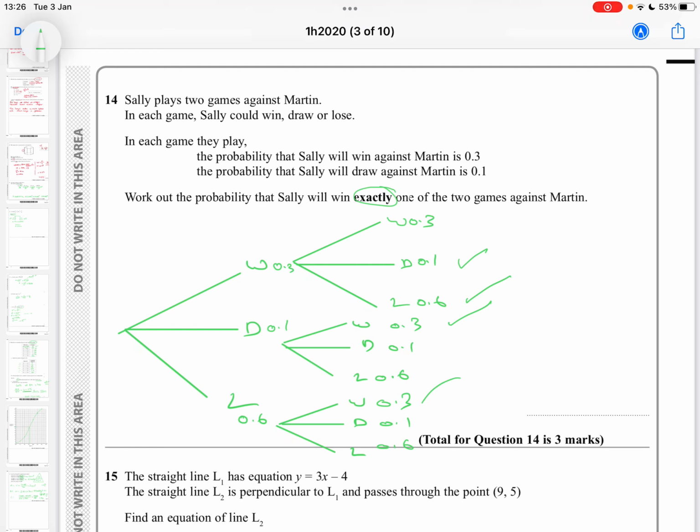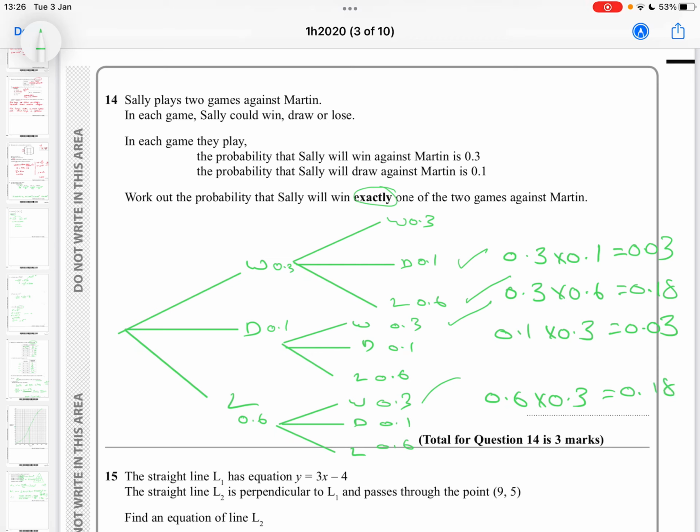So the first one is 0.3 times 0.1, 0.3 times 0.6. Then we have 0.1 times 0.3 and 0.6 times 0.3. If we work them out, we've got 0.03, 0.18, 0.03, and we've got 0.18.